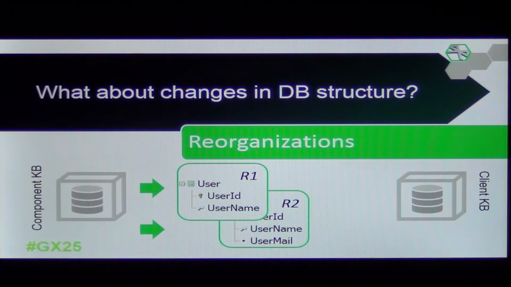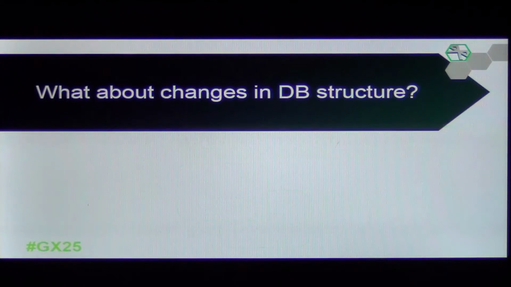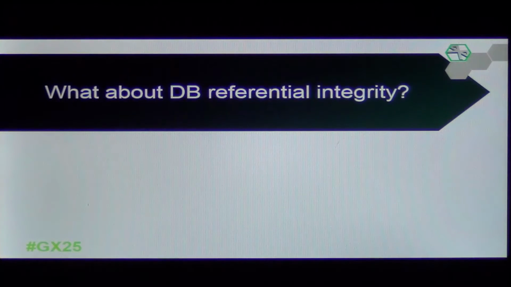So the component KB generates a reorganization, and as they evolve and there is a second reorganization, we need something that helps us go from one version to another. And the client KB requires a mechanism so that we can apply the reorganizations in the right order. And this is the main idea for us to attack the GAM case.